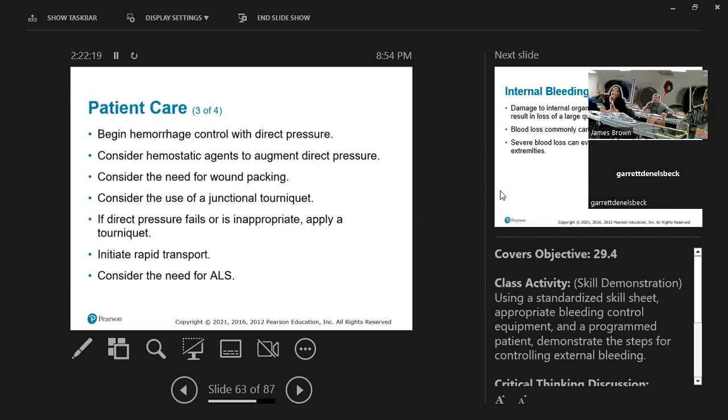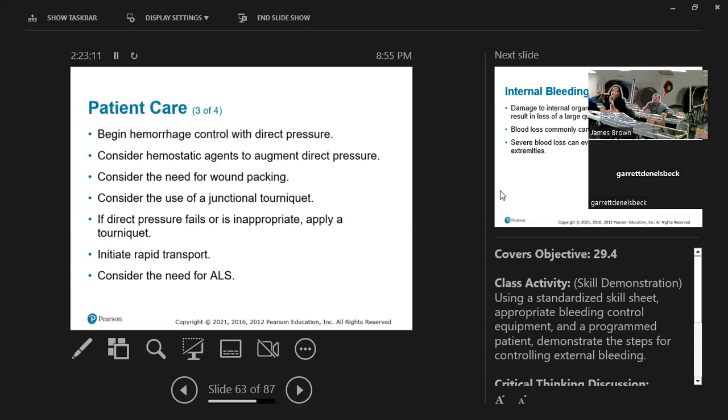All right, so if at all possible, start your hemorrhage control with direct pressure. If that doesn't work, if it's an extremity, what technique are you going to use? A tourniquet if it's an extremity. If it's in the axilla or the groin, wound packing. So any junction where the extremities meet with the trunk is going to be considered a junctional hemorrhage. The axilla or the armpits are one point there, as well as the groin area. If direct pressure fails or is inappropriate, obviously apply a tourniquet, initiate rapid transport, and consider the need for ALS.